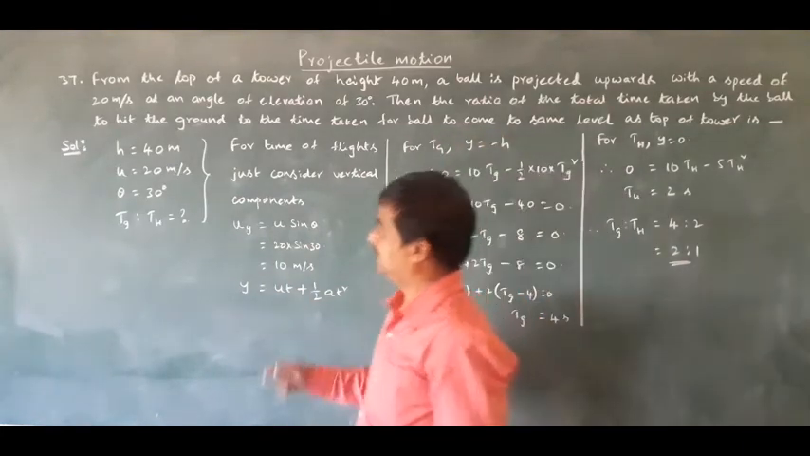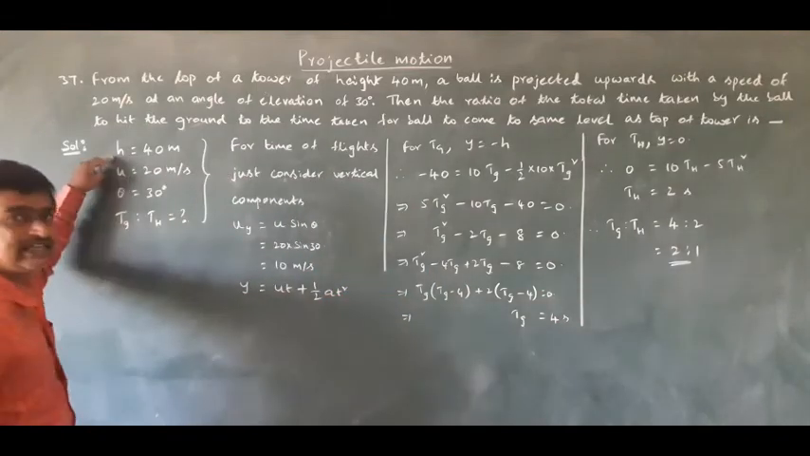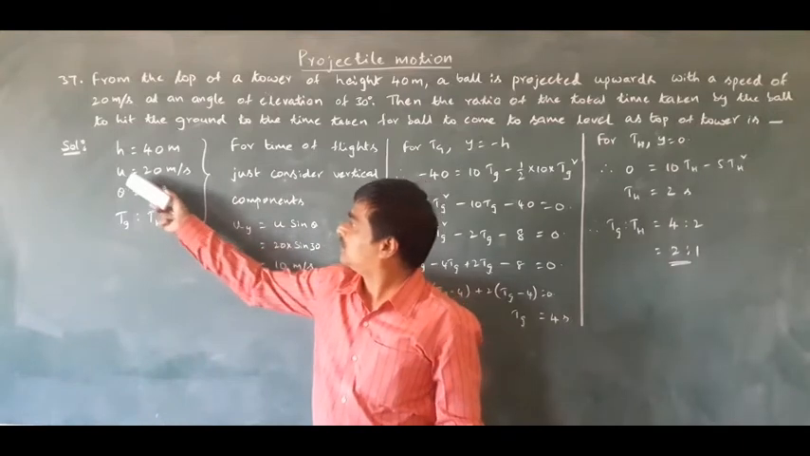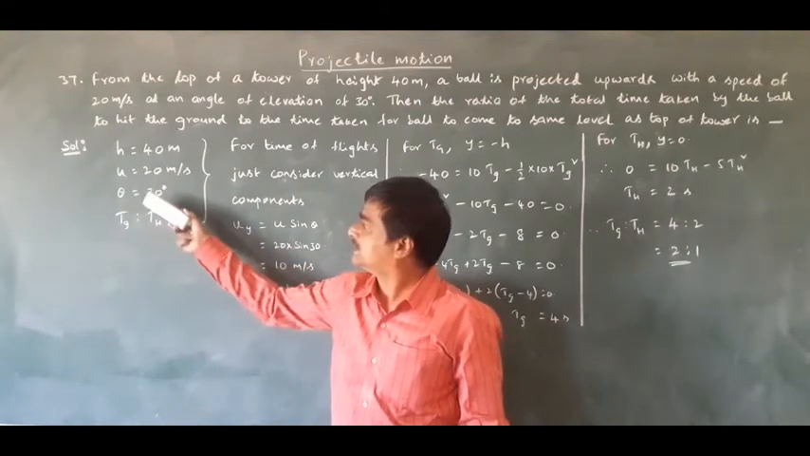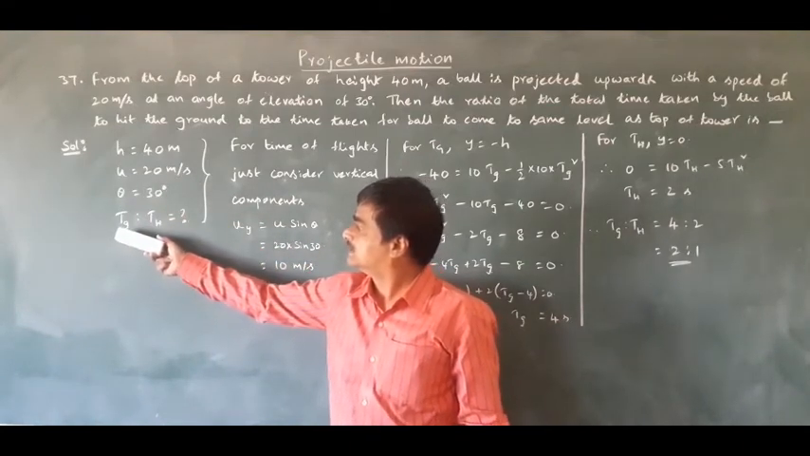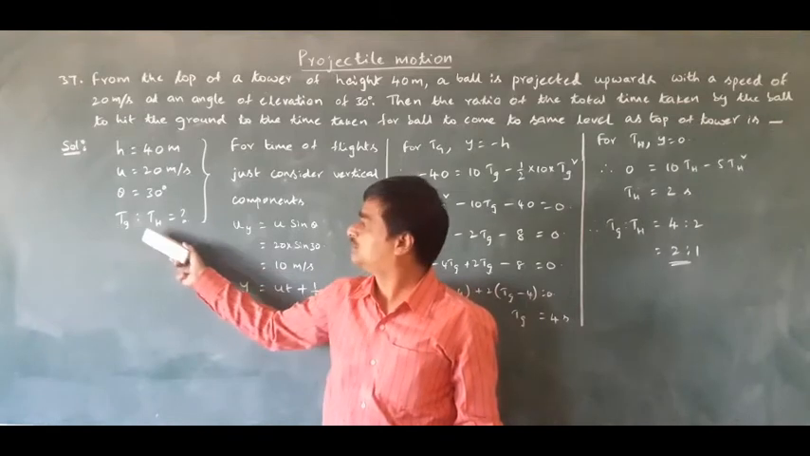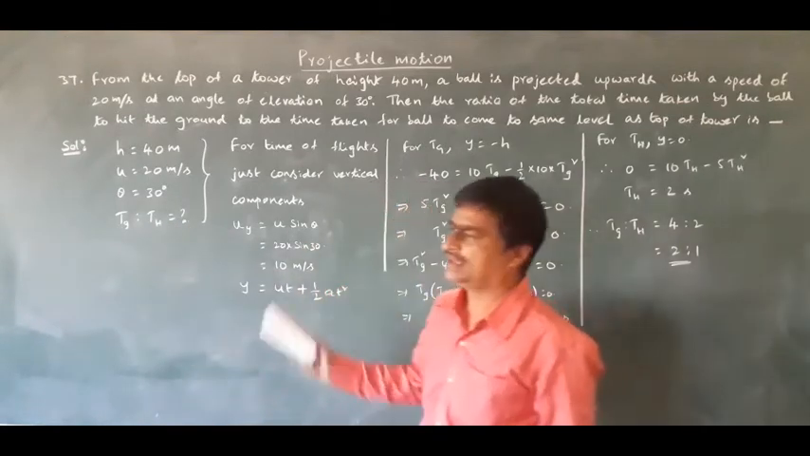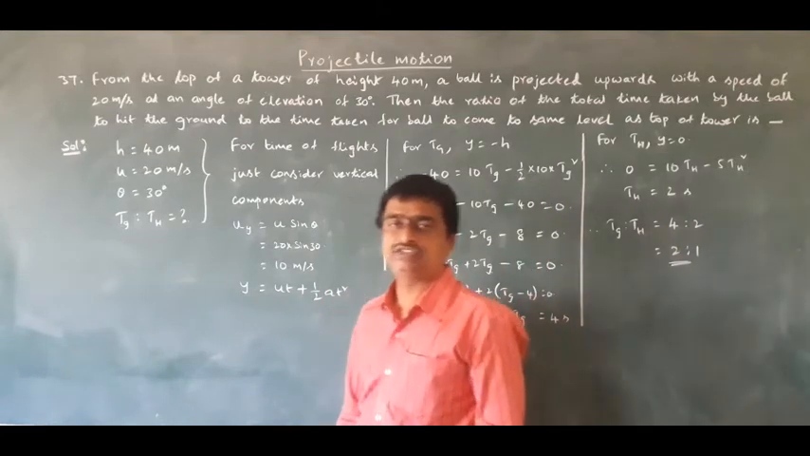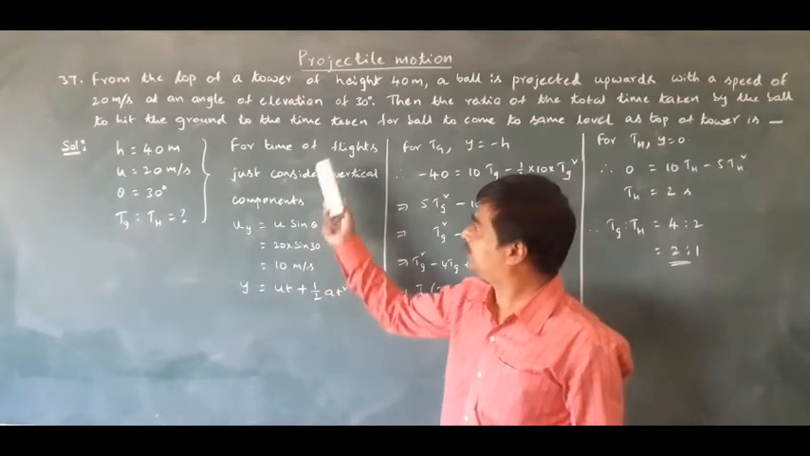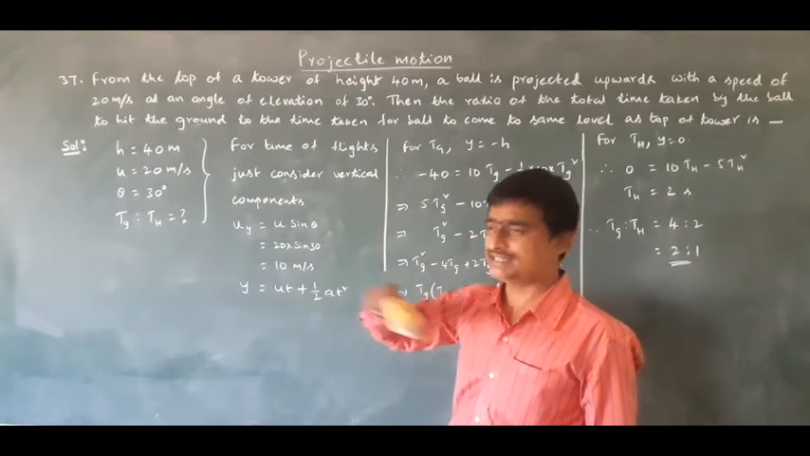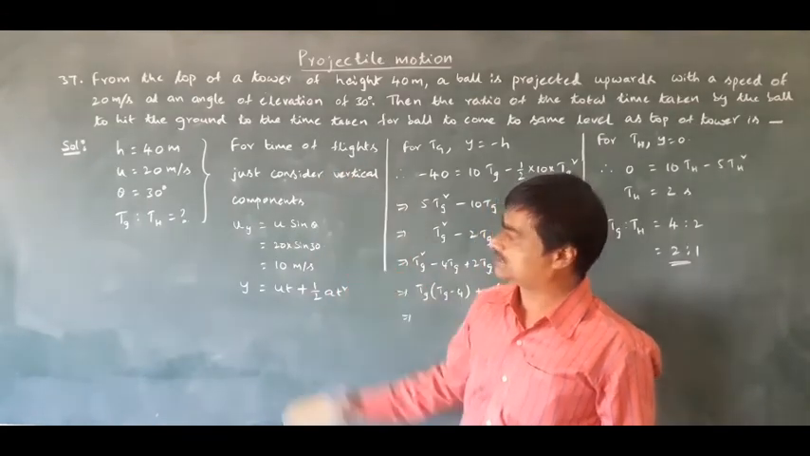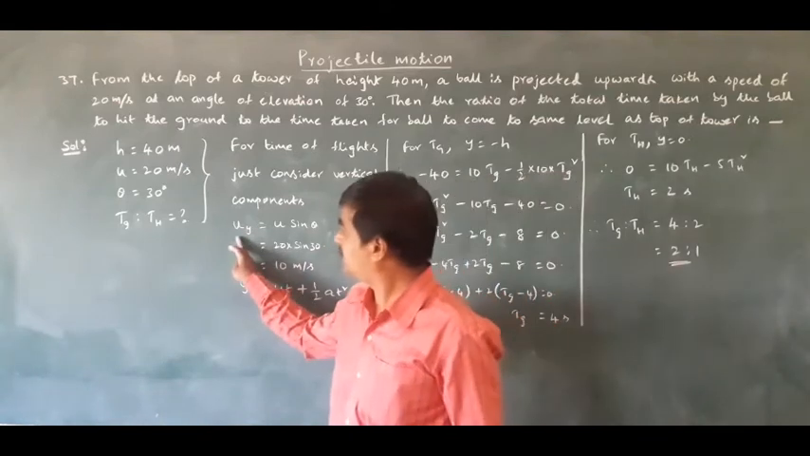Okay, then h is given as height of the tower, 40 meter. Okay, velocity 20 and theta is given as 30 degrees. This is the time to hit the ground. This is time to come to the horizontal position. Okay, for these times of flight, there is no need to consider horizontal component. We just consider vertical components. That is, we take the vertical component.